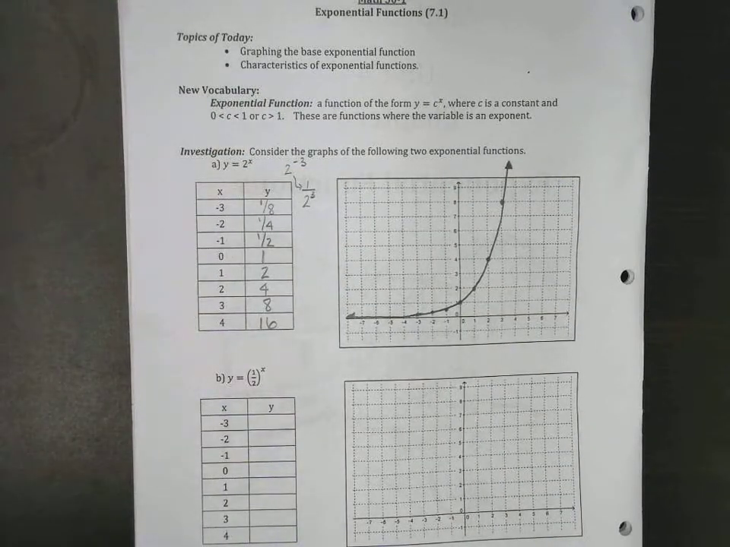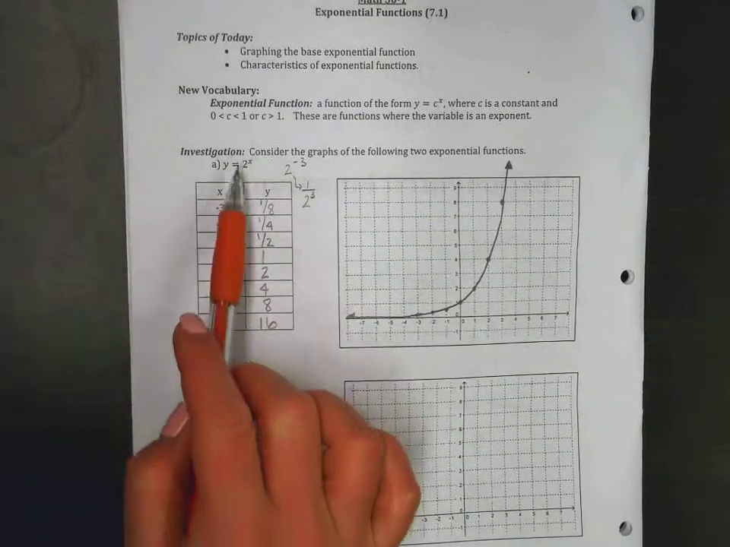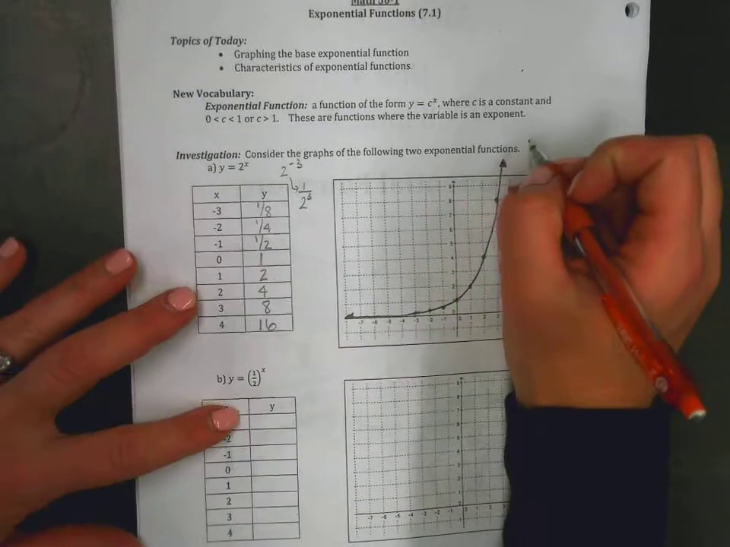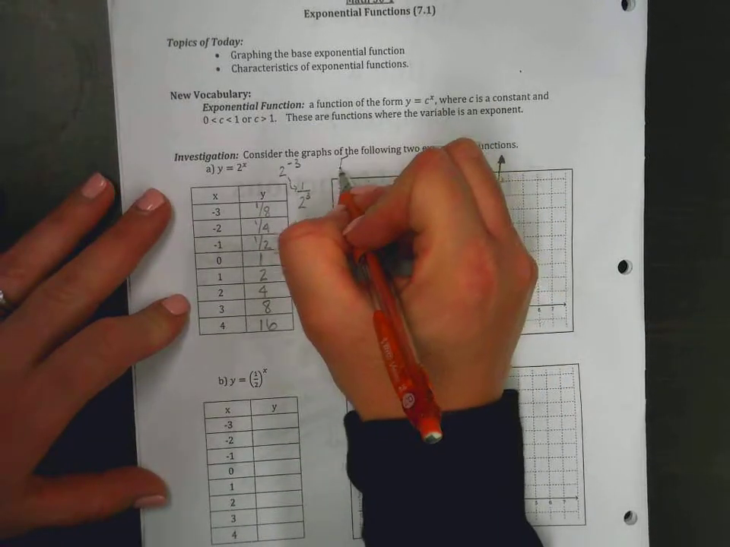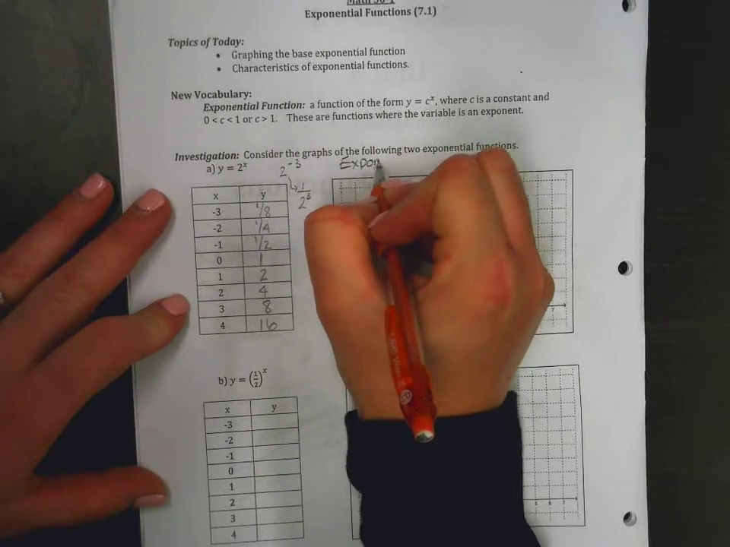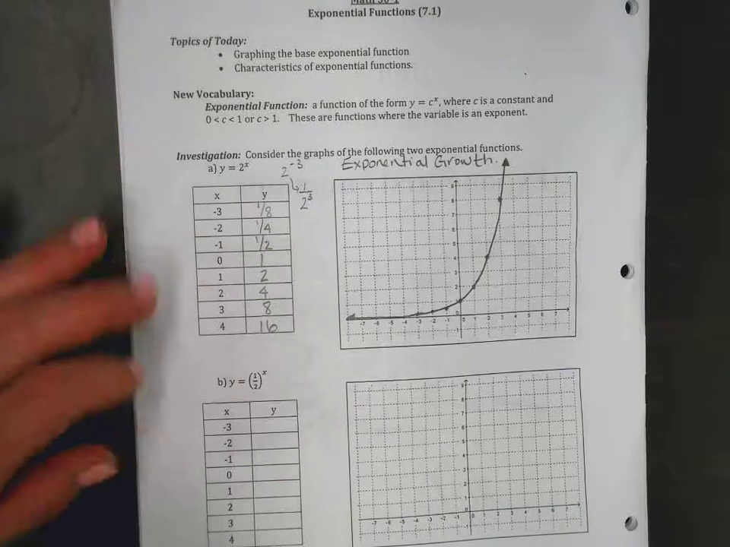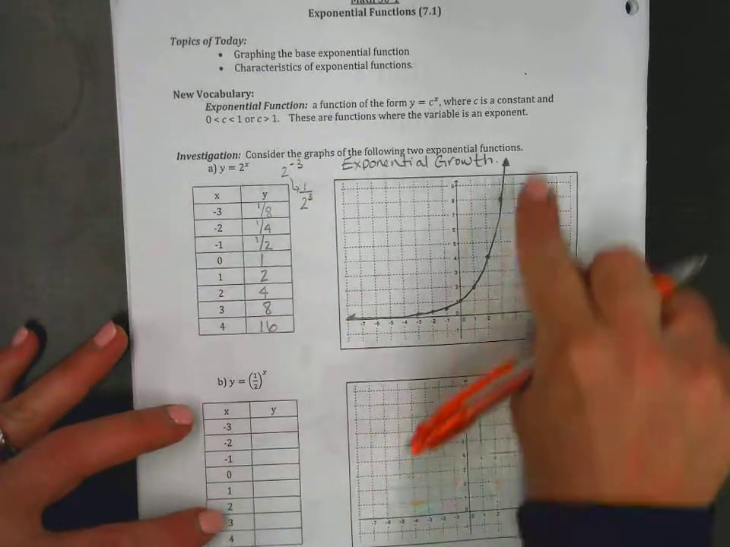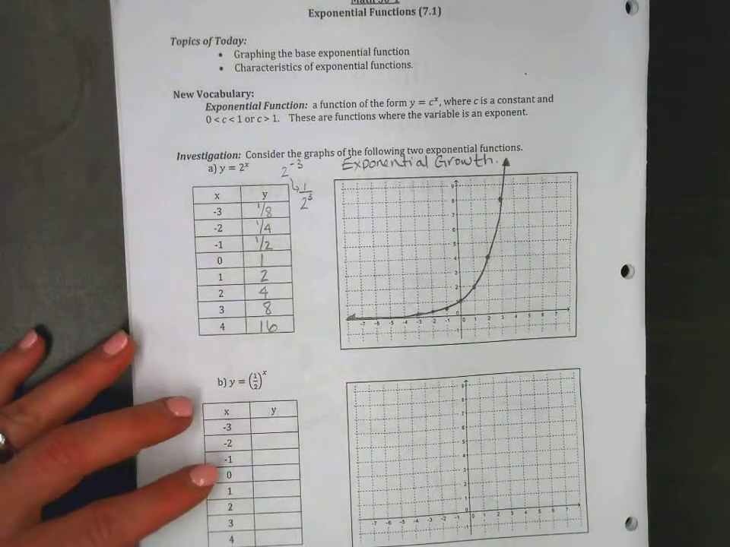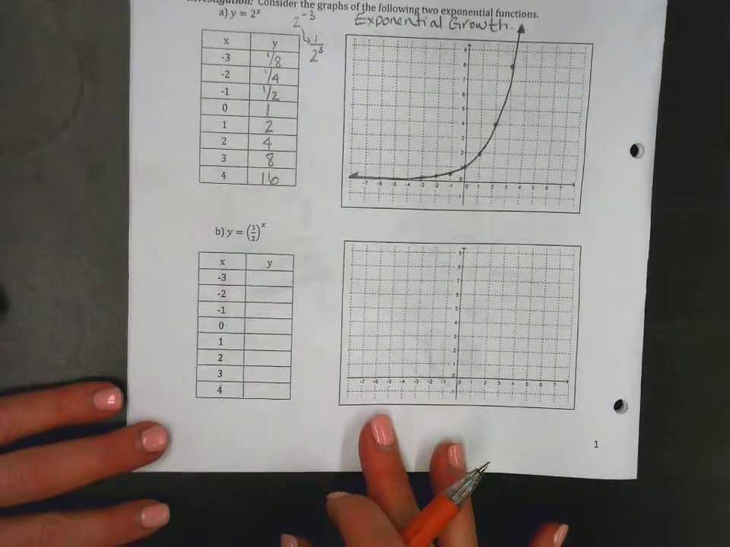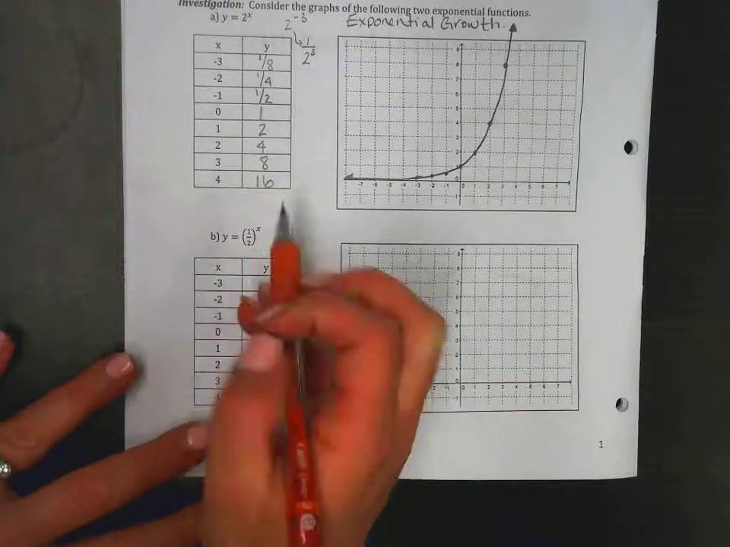So this is what our base function looks like when our c value is greater than 1. And we call this exponential growth, because as my x values are increasing, my y values are also increasing. So things are growing.